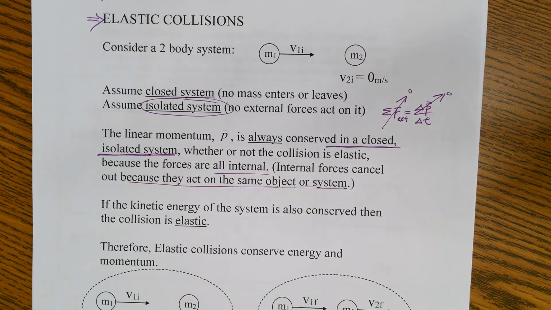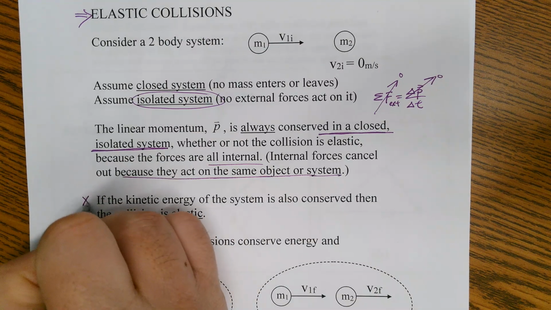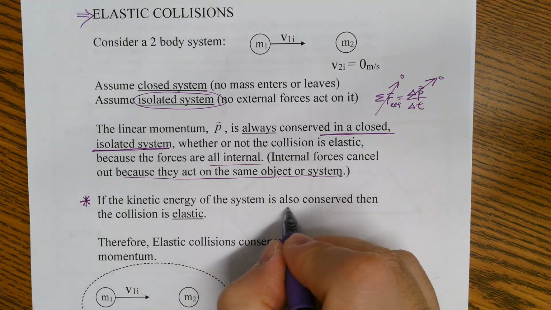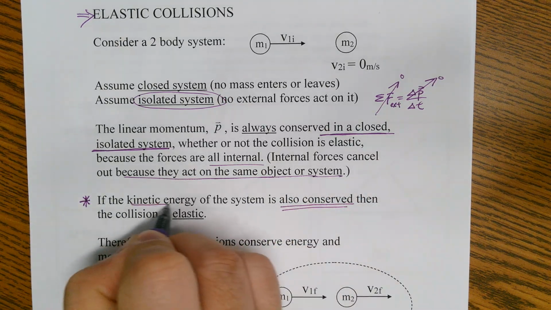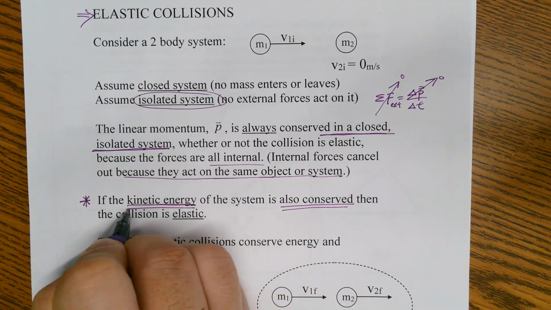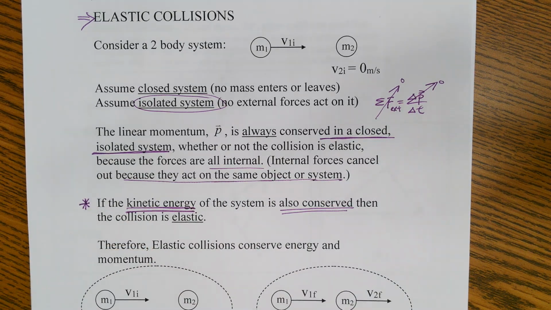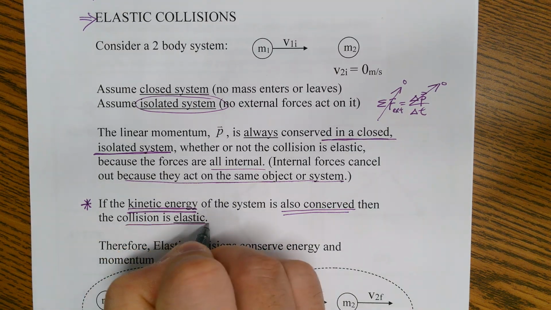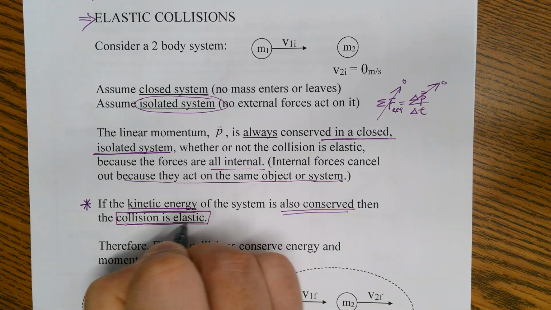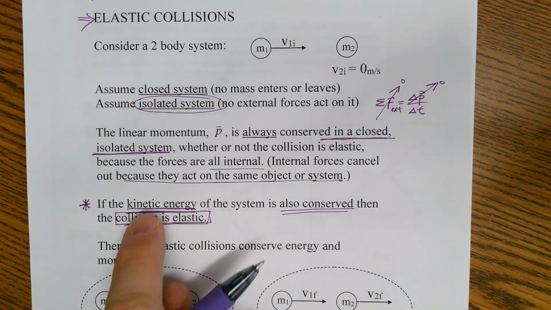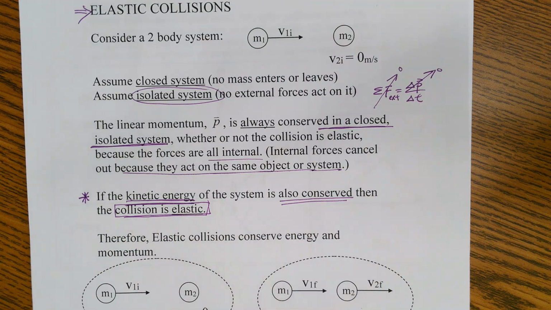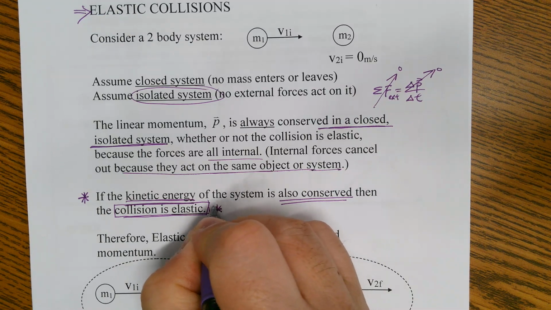Now, here's another thing. This is the only thing that is important for elastic collision: if the kinetic energy of the system is also conserved. If I have the kinetic energy of the system before the collision, and after the collision I calculate it, and they happen to be exactly the same, only then is the collision known as elastic collision. So if and only if kinetic energy is conserved, then the collision is elastic. This is very, very important.